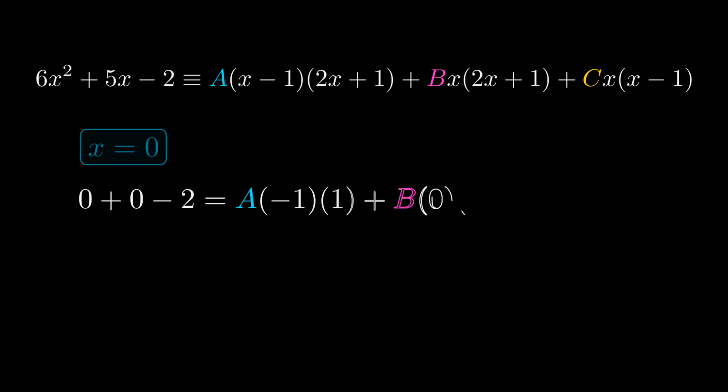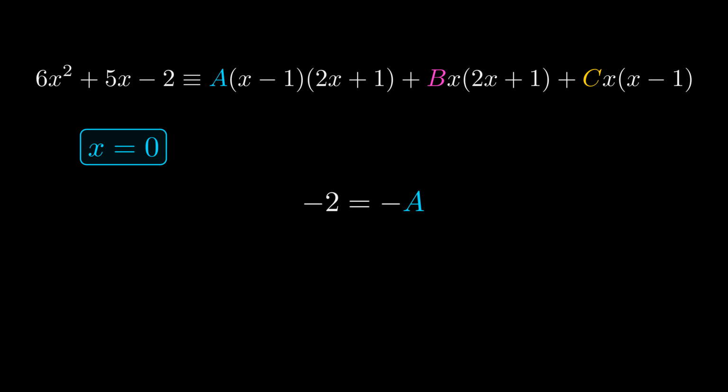Next, let x be 0. Same idea, just a mirror image. This time, it's the b and c terms that vanish. They each carry a factor of x, and x is now nothing. Only the a term survives. Minus 2 on the left, minus a on the right, so a is 2, just like that. 2 down and 1 to go.